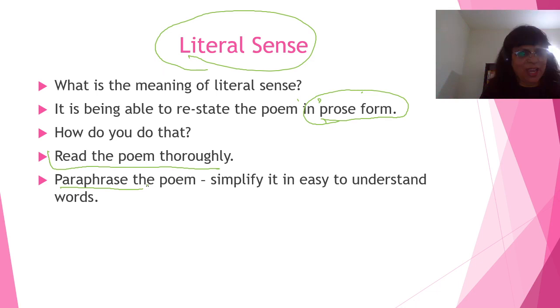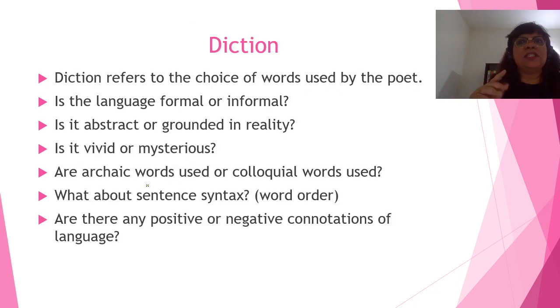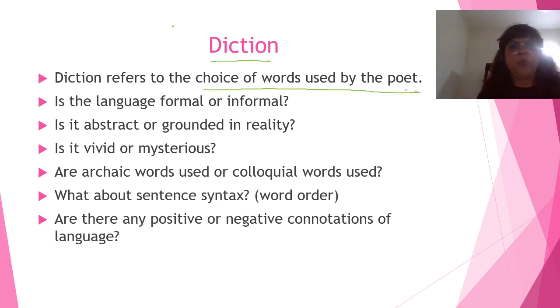Now, after literal sense, which is the overall picture, what is it about, we get an idea and we are putting it in prose form. The next thing you need to look at is something called diction. What on earth is diction? Diction is the choice of words used by the poet. What kind of words does the poet use?